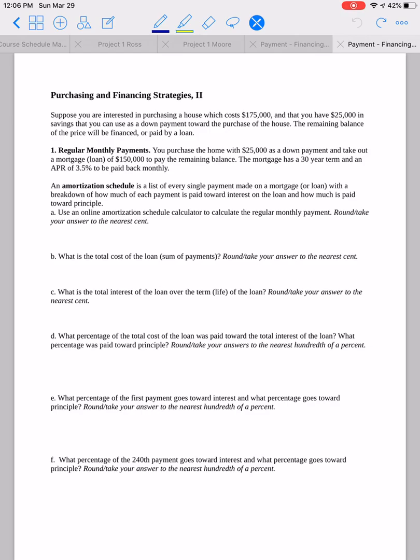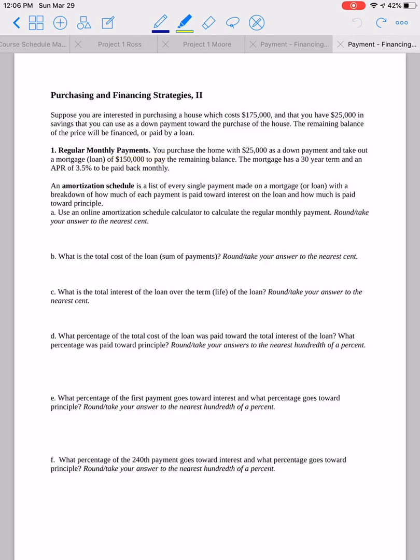So the situation from the beginning is, suppose we're interested in purchasing a house which costs $175,000 and we have $25,000 in savings that we intend to use as a down payment. So $175,000 minus $25,000, our loan principal will be $150,000. In other words, we'll have to borrow $150,000 in order to pay the remaining balance of the house. Then over 30 years, we'll pay that $150,000 back at an interest rate of 3.5% for monthly payments.